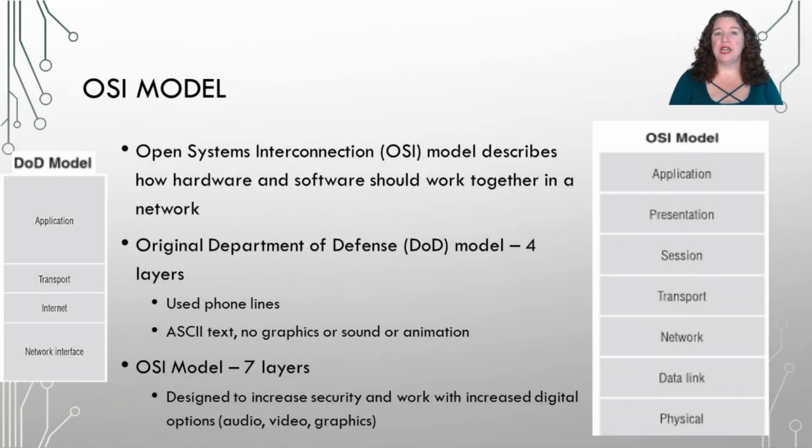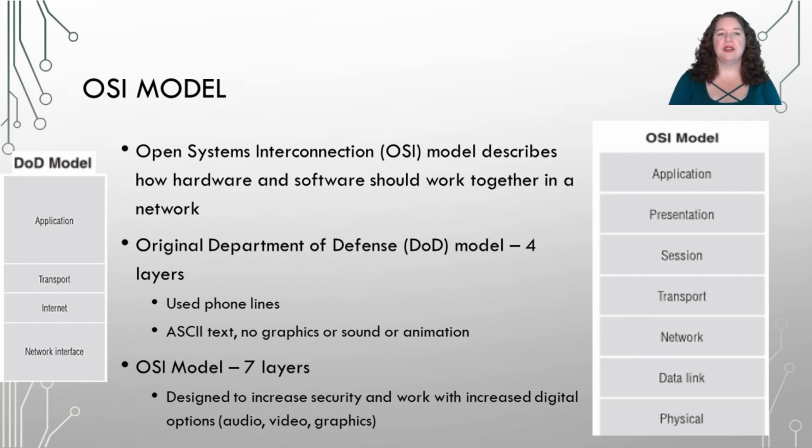So I've mentioned a few times the OSI model. The Open Systems Interconnection Model describes how the hardware and the software should work together inside of a network. Originally, the Department of Defense built a 4-layer model. They said, okay, we're going to have the network interface at the bottom. Cool. That's going to connect to the media. We'll be fine. We're going to have our internet. We're going to have our transport layer. How is stuff going to get around? And then our application layer connecting to whatever application is going to connect to it.